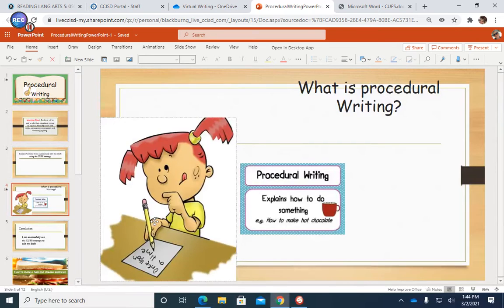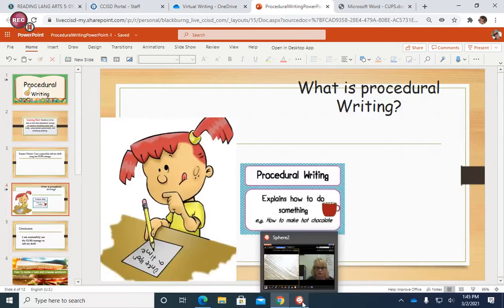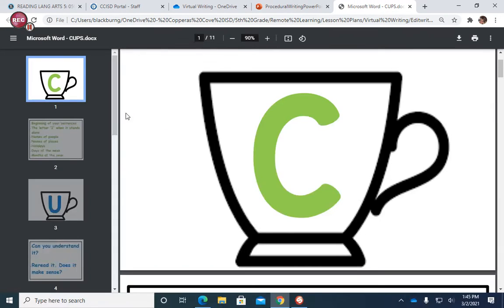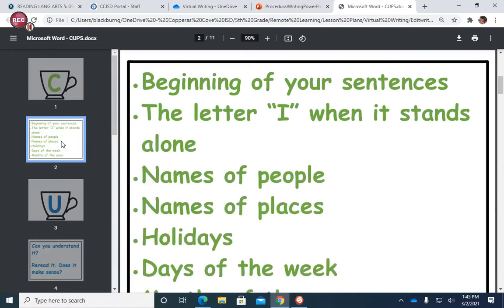Remember, procedural writing is when you are explaining how to do something, for example, how to make hot chocolate. All right, so what exactly is CUPS? Well, we watched a video yesterday. We talked about ARMS for revising, and it did mention CUPS, but we're going to review that in a little more detail today. So C stands for capitals, the beginning of your sentences.